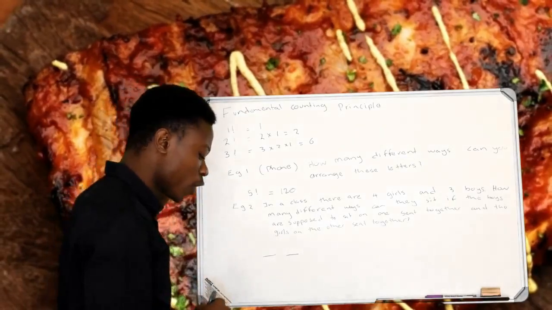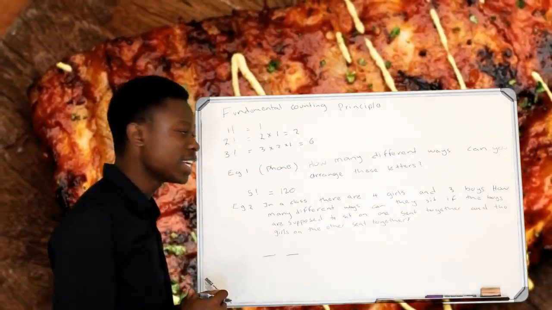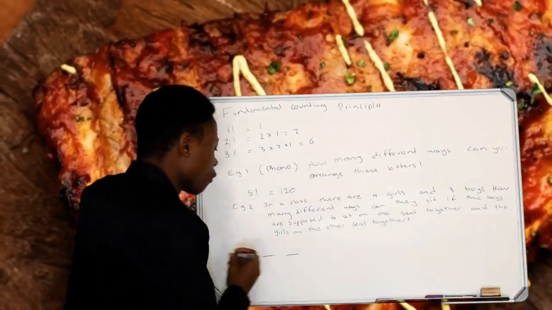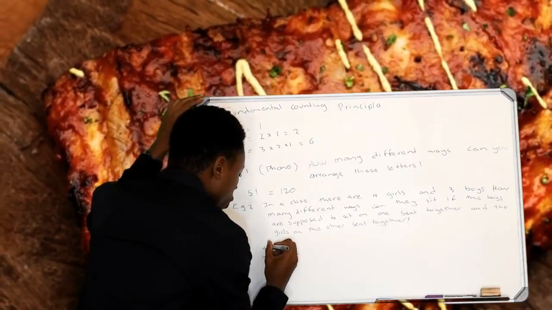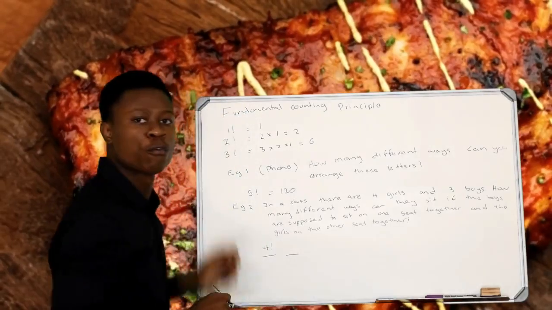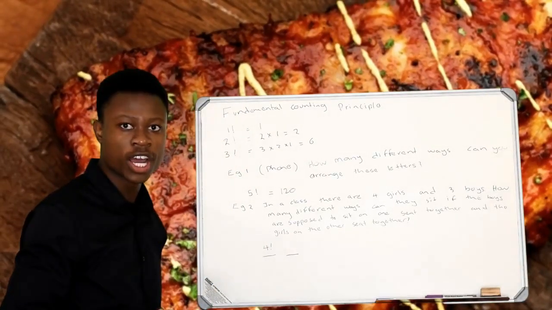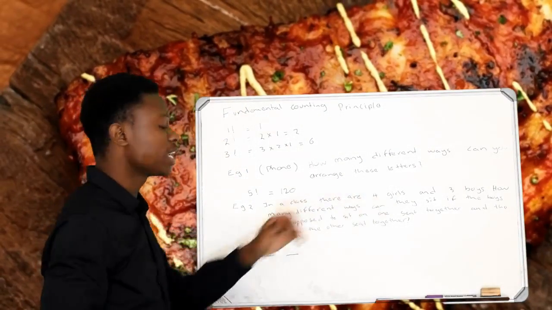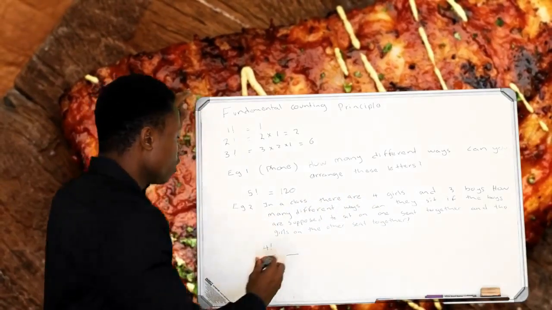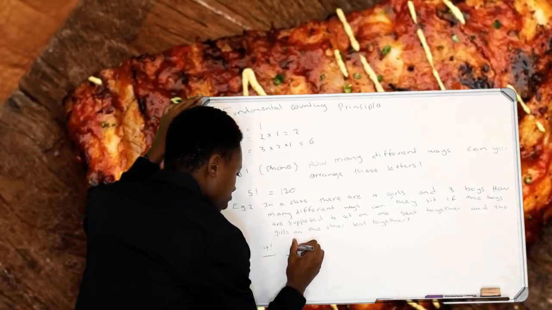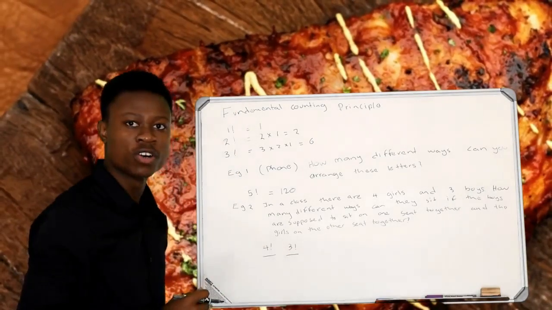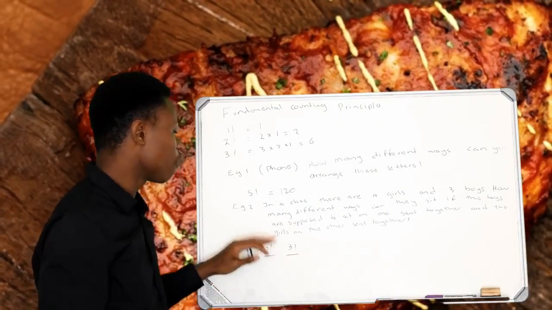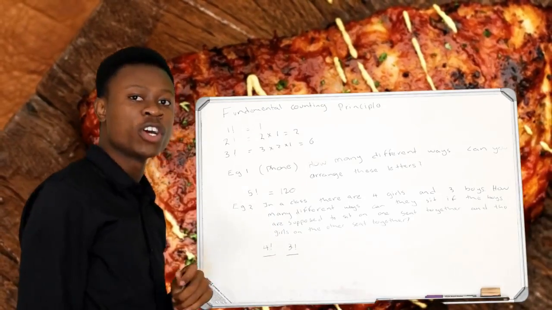So let's look at the first one. The girls can sit in four different ways, right? So that is 4 factorial, right? And the boys can sit in 3 different ways, in 3 factorial different ways, right? So that will be 3 factorial. So now we have 4 factorial and 3 factorial, right?